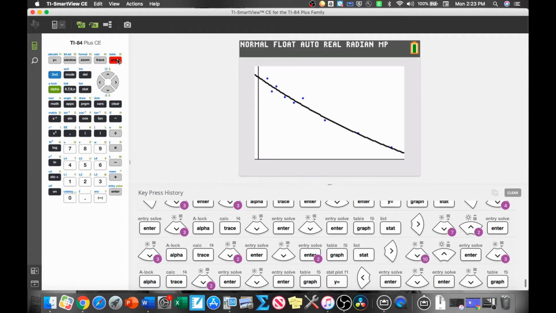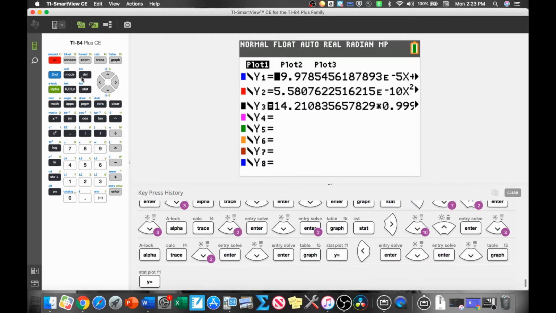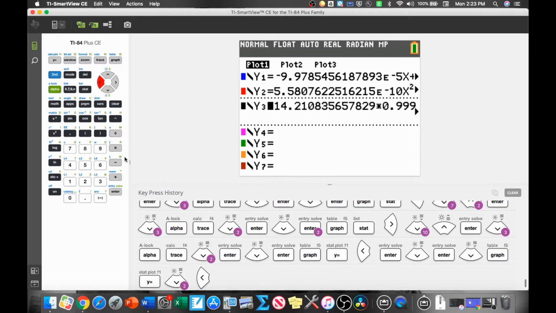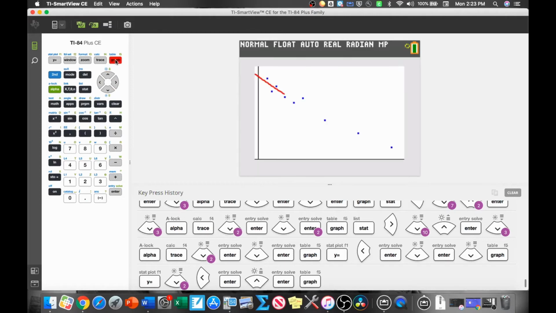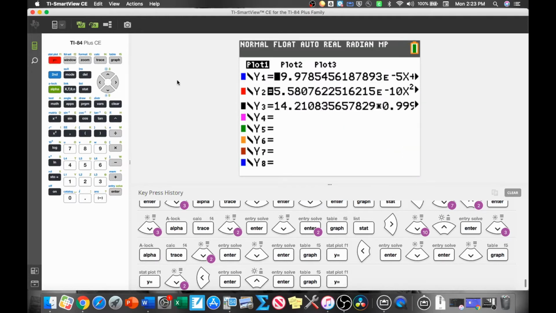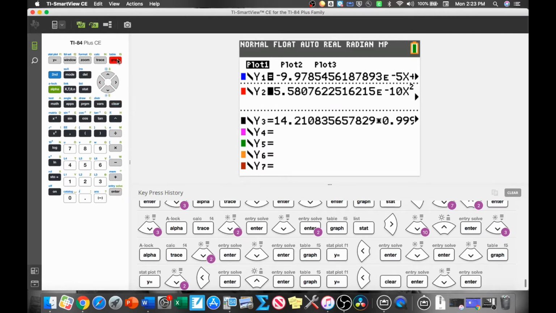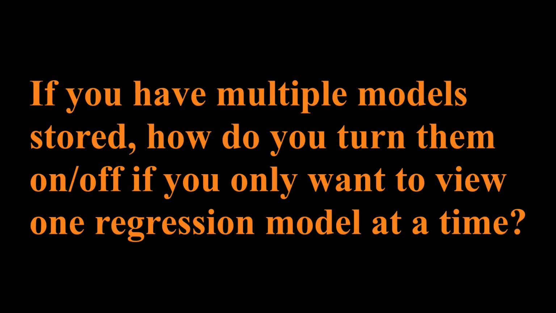Wow, that's a very nice fit, I think. That looks really good. Okay, now I don't know if that's the best. So we can do the same thing. Let's look at just the quadratic. So I'm going to turn off y3 and turn on y2. Let's take a look at that one. That one's pretty good too. Goodness. And then again, if we just wanted to look at that linear one again, and turn off the other two.